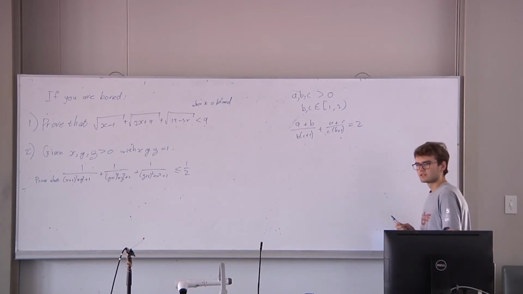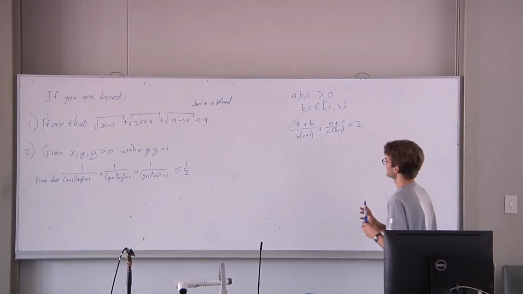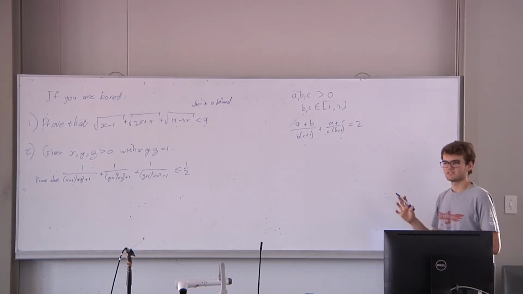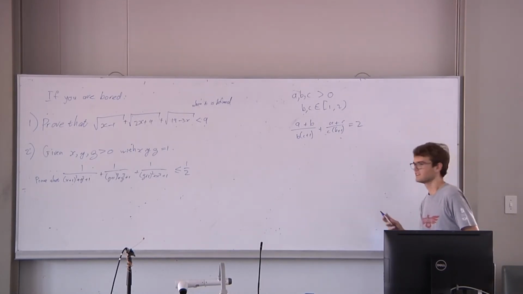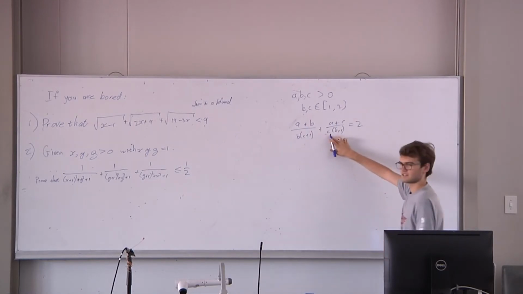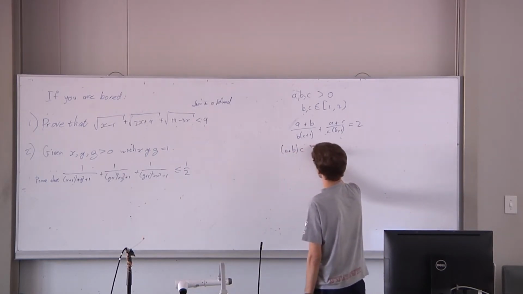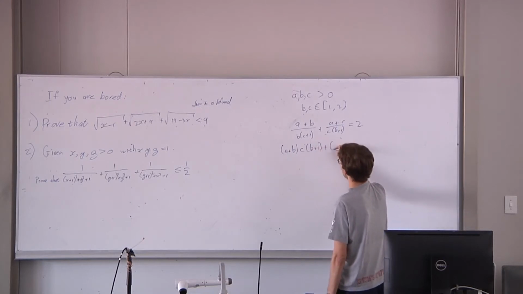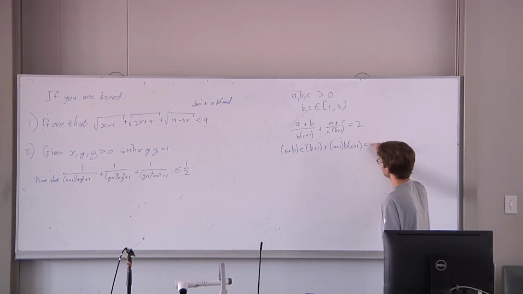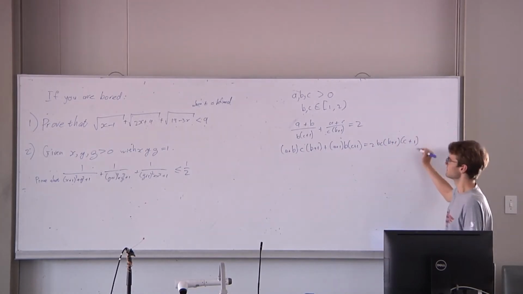Okay? So the first step that we expected everyone to do, which we were quite surprised that not that many people did, was that whenever you have fractions like that, it's always a good idea to get rid of the fractions. So if you multiply both sides by b times c plus 1 times c times b plus 1, you get a plus b times c times b plus 1 plus a plus 1 times b times c plus 1 is 2bc times b plus 1 times c plus 1.